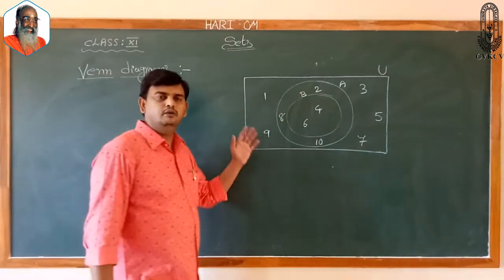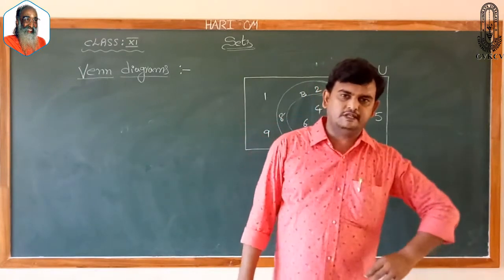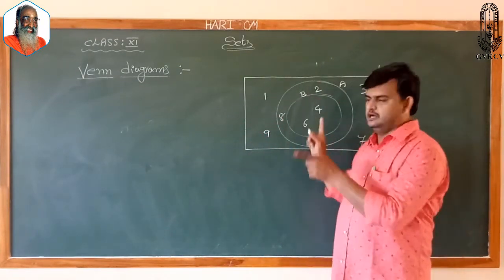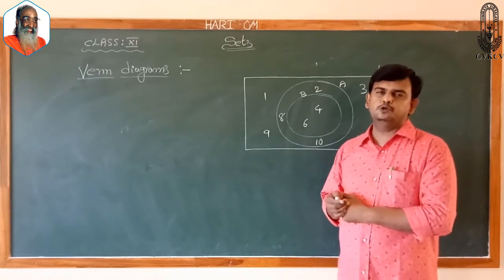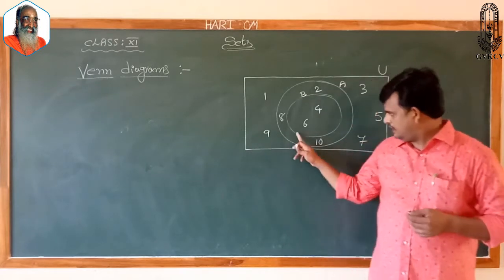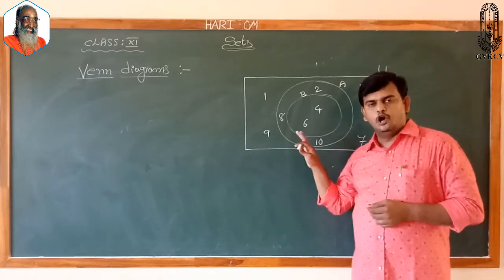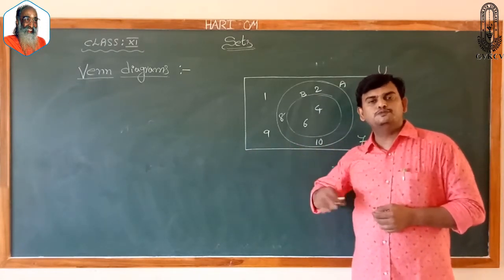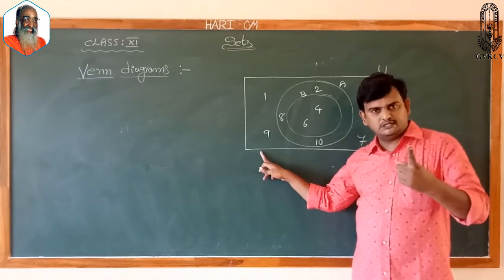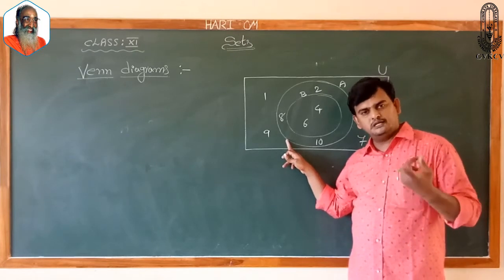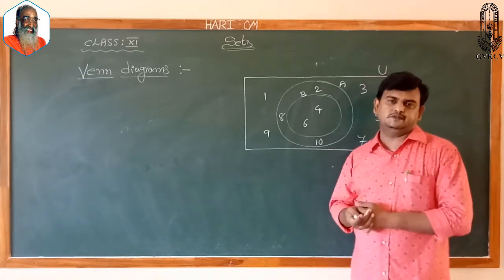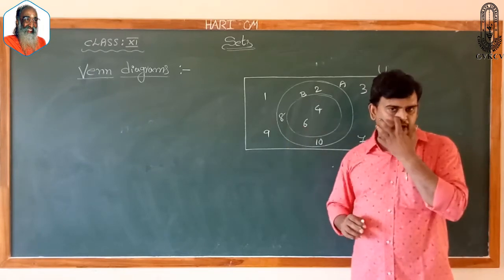Now this Venn diagram has been given for us. I am asking how many shapes are there? Here I am able to identify 3 shapes. One is a rectangular shape and 2 circle shapes. However many shapes there are, that many sets we have. So the rectangle represents one set, this circle represents another set, and this circle represents another set. We have a total of 3 sets.